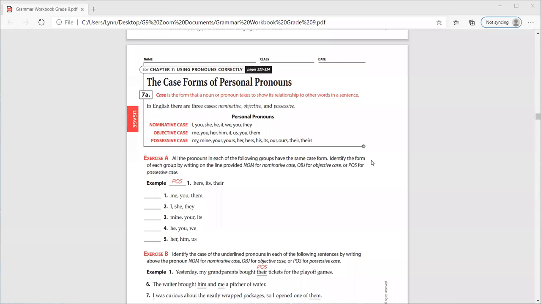Okay, so the nominative case is I, you, she, he, it, we, you, or they. Objective case is me, you, her, him, it, us, you, them. And the possessive case is my, mine, your, yours, her, hers, his, its, our, ours, their, and theirs.